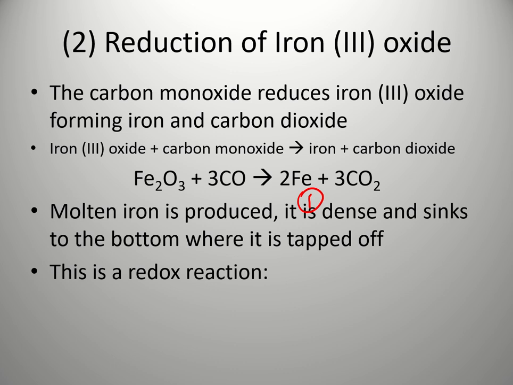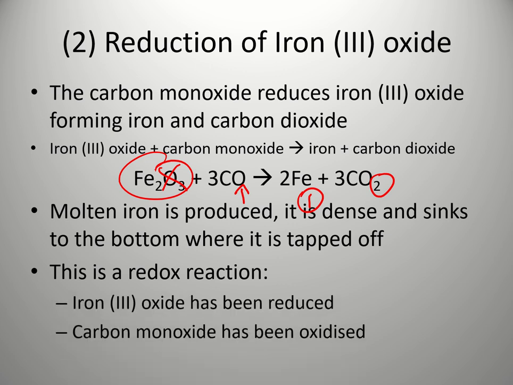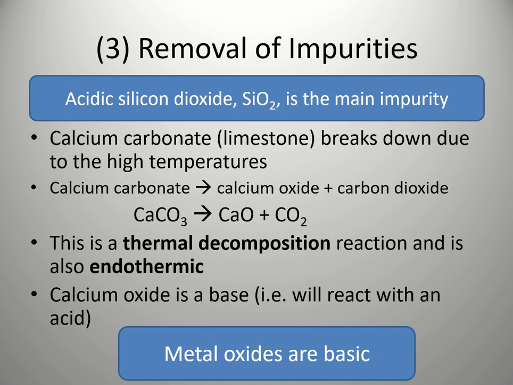And that molten iron, as I say, is tapped off at the bottom of the blast furnace. Again, this is a redox reaction. You can see that the iron oxide over here has lost its oxygen, and that the carbon monoxide, which had one oxygen on it here, now has 2 oxygens on it. So the iron oxide is being reduced, losing its oxygen, and the carbon monoxide is being oxidized, gaining oxygen. So therefore it's a redox reaction.